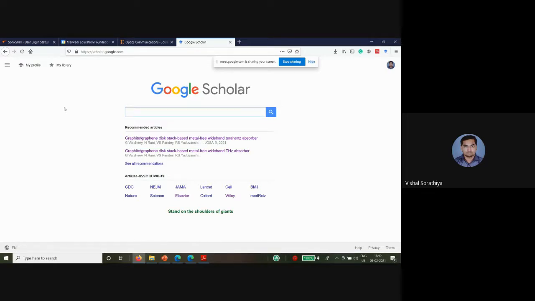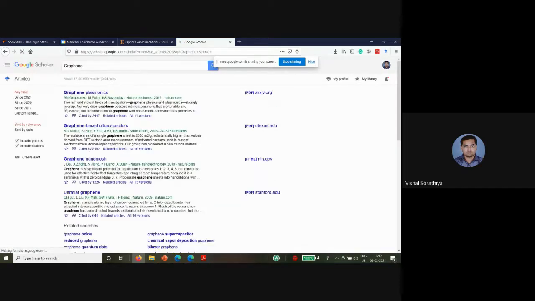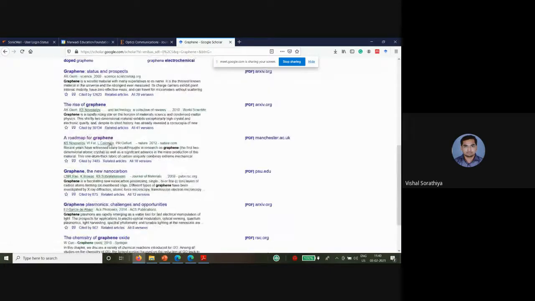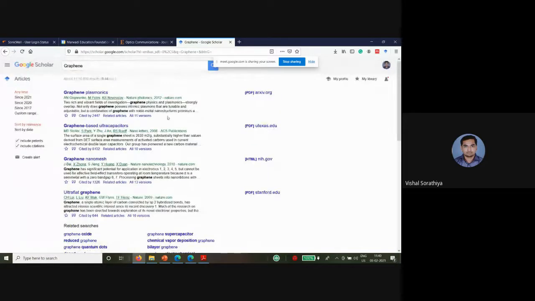If I simply search a word like graphene, the first results are ordered by citations in various bodies of work. Whenever the word graphene is mentioned in any scientific discovery or any article, all the results are going to be displayed here.